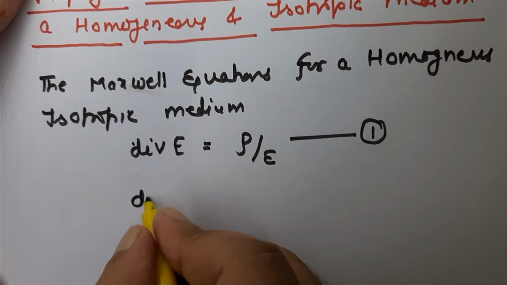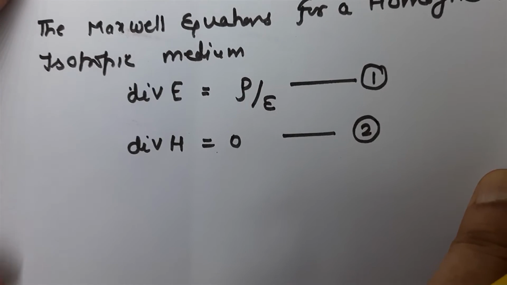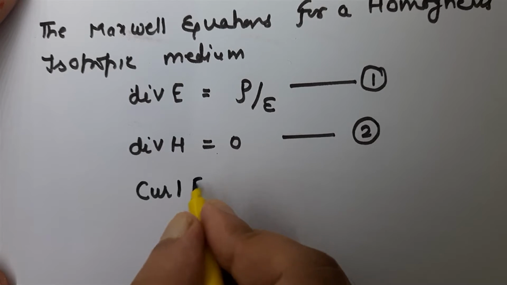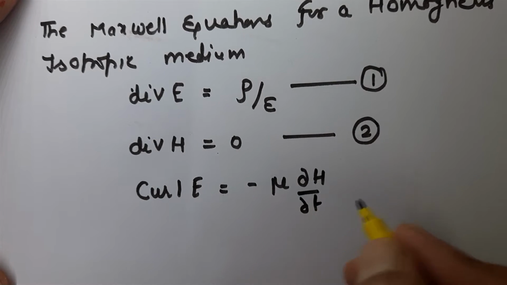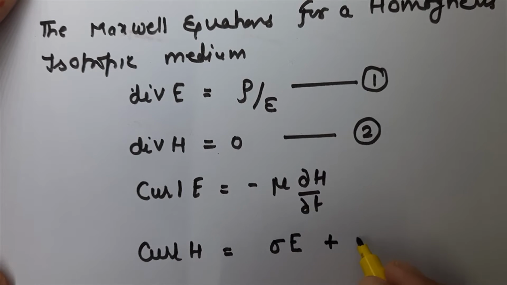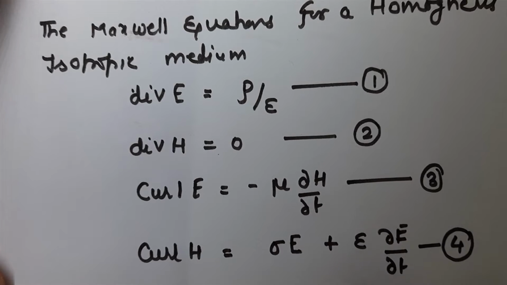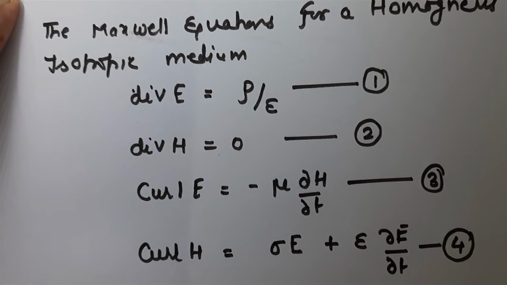The second equation is divergence H is equal to 0. The third equation is curl E equals minus mu del H by del t, and the fourth equation is curl H is equal to J, which can be written as sigma into E plus epsilon del E divided by del t. So this is equation number 3 and this is equation number 4. These equations marked 1 to 4 are Maxwell field equations for a homogeneous and isotropic medium.